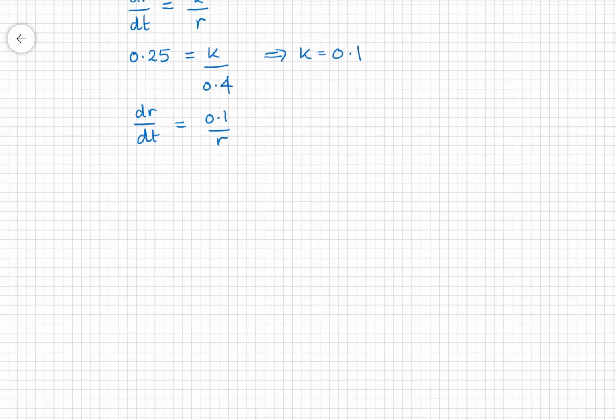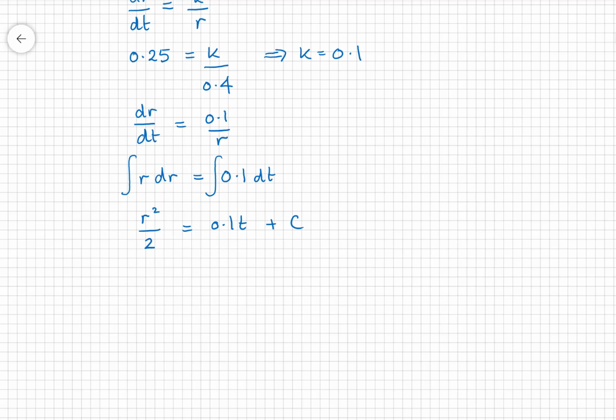This is a situation where we're going to need to separate variables. So we can take the r across and write r dr, and we bring the dt over to the other side and we integrate both sides. Now we integrate and we find that r squared over 2 is equal to 0.1 t plus c.